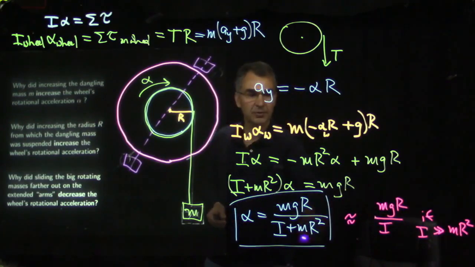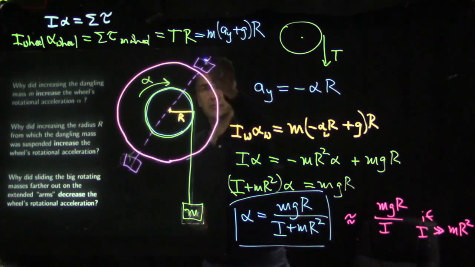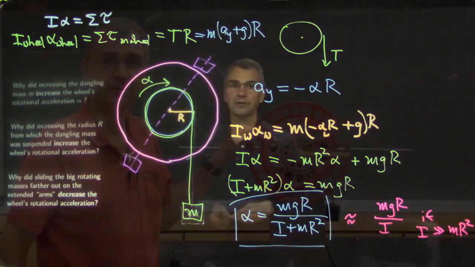But to get the answer in a really simple form, it helps to be able to use the approximation that the rotational inertia of this big wheel is much larger than this mass times this lever arm squared.